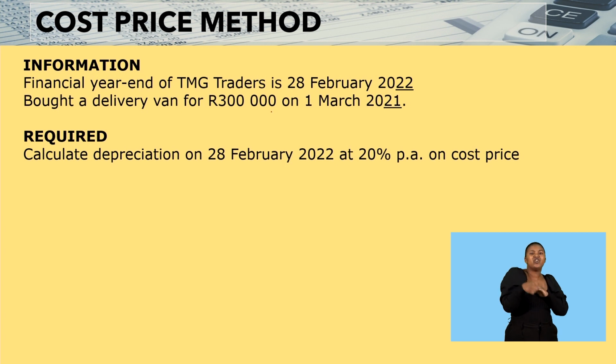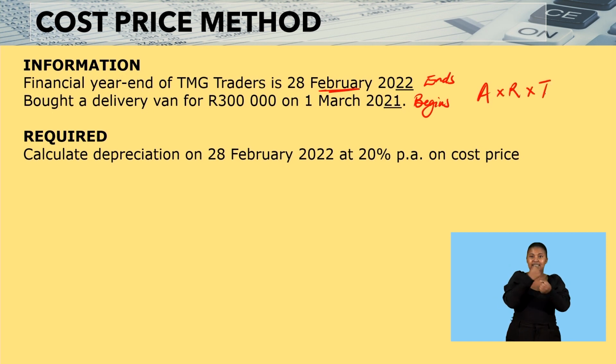So it is important to note that our financial year ends on 28 February. So this is when it ends, and here is when it begins. So we have had this asset for 12 months. And remember, once we are calculating our depreciation, remember the ART. That is your amount times the rate times the time.